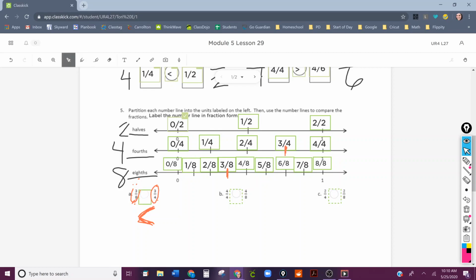So remember, I need to come in here and actually type the symbol. I can't just draw it on there because it won't grade it that way.